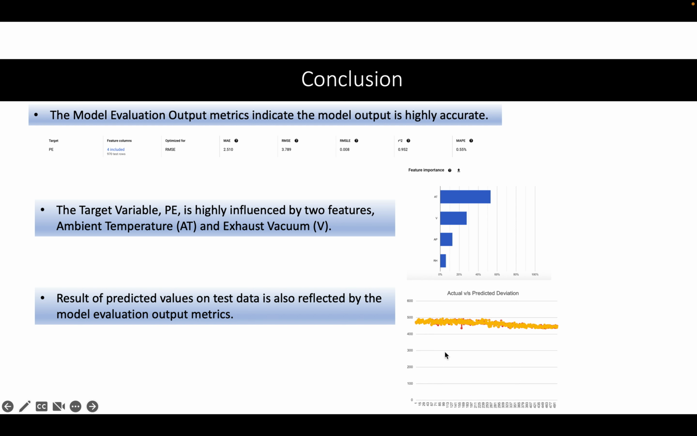And finally I did my actual versus predicted charting from the data that I got by exporting, and here also we can see that the yellow color graph that was charted showcases that the actual versus predicted data were very close and the model was running pretty accurately in this case.